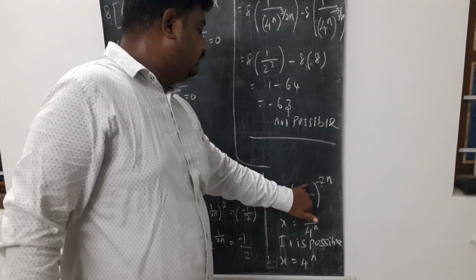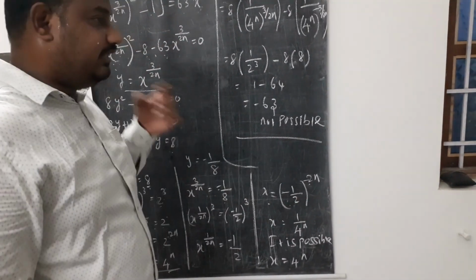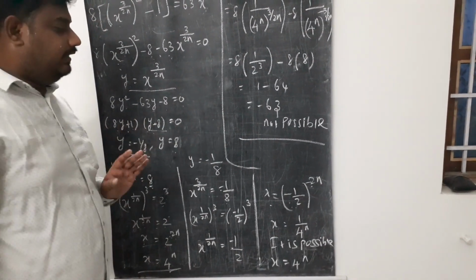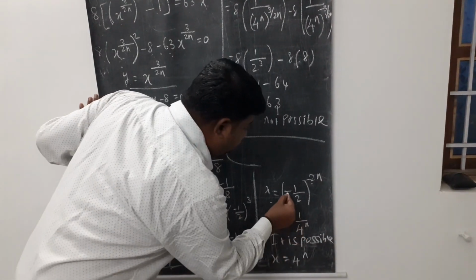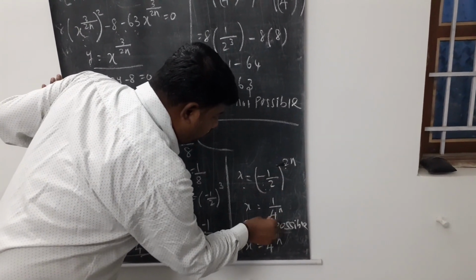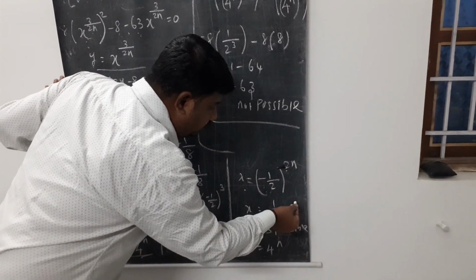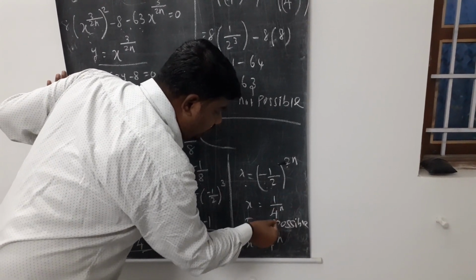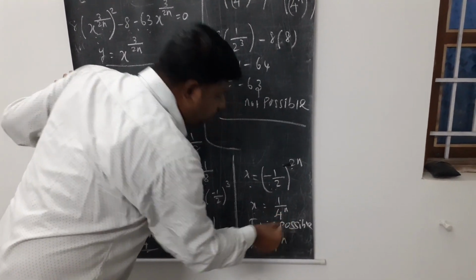Here it can come to n. 1 power n is 1. So 1 power n means 1. You can give any value for n, we can get 1. Once again I am telling, minus 1 squared we can get plus 1, then 2 square is 4. So 1 by 4 the whole power n. We bring the power inside, 1 power n is 1. Then divided by 4 power n. Therefore we get x equal to 1 by 4 power n.